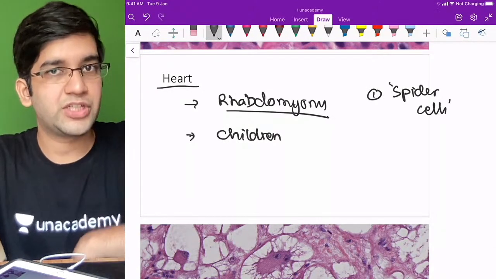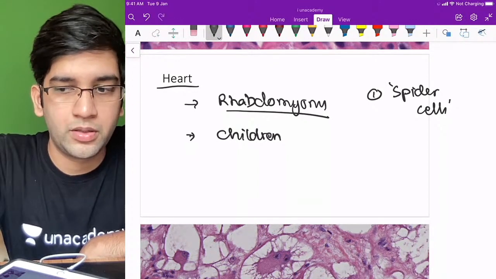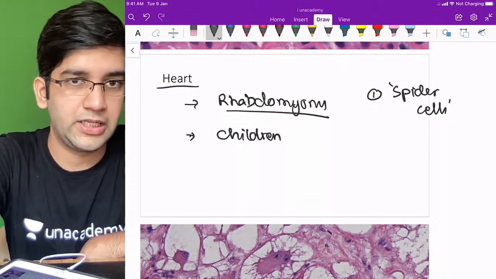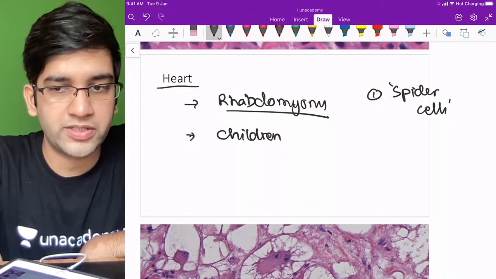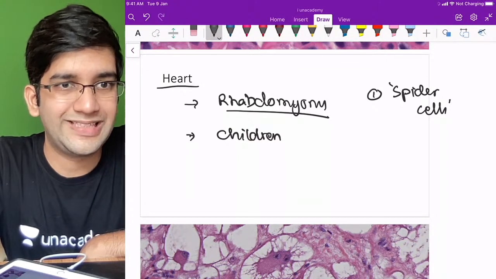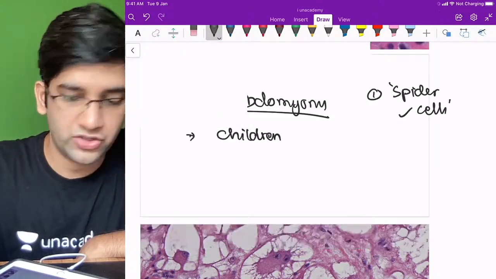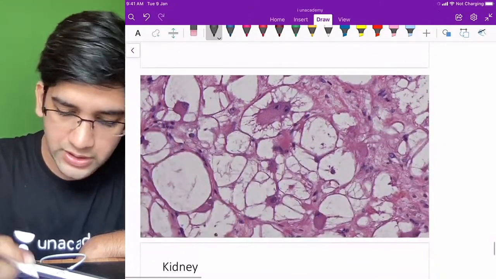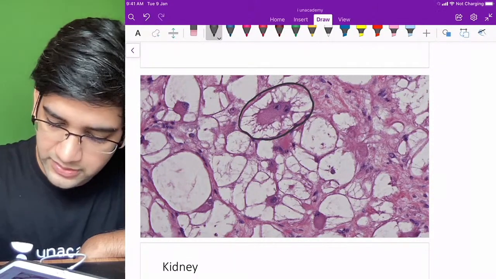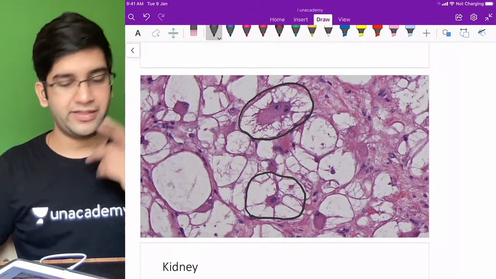What is the other tumor which comes in the heart? There's one more tumor which comes in the heart, which is myxoma, right? Myxoma has a cell which is called a stellate cell. Stellate cell and spider cell more or less look the same, right? Here I have something called a spider cell. This is how a spider cell looks. Look here, I'll explain why the spider cell has this appearance. This cell kind of looks like a spider, right?